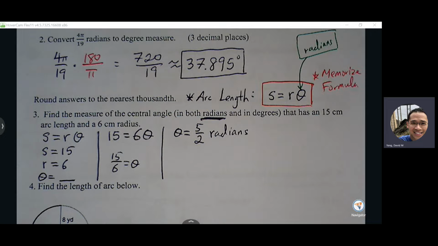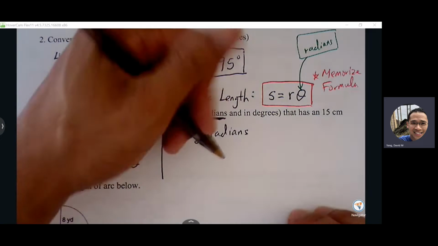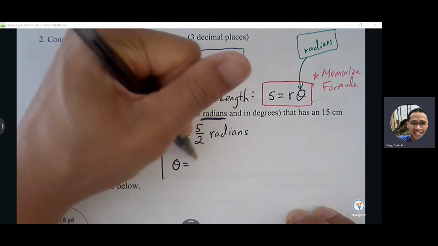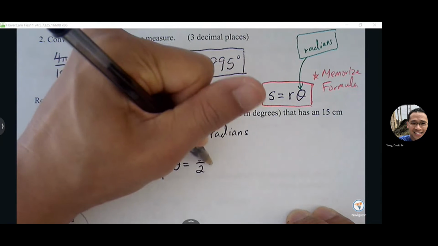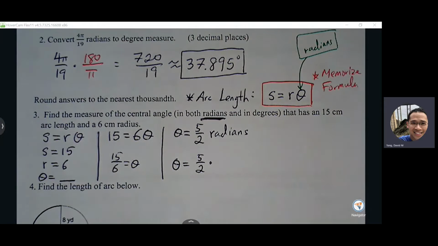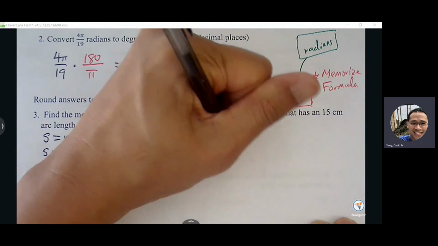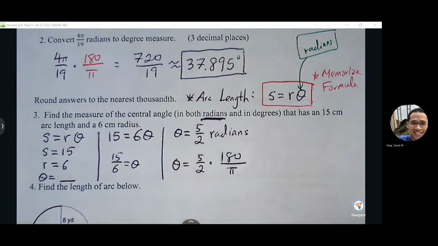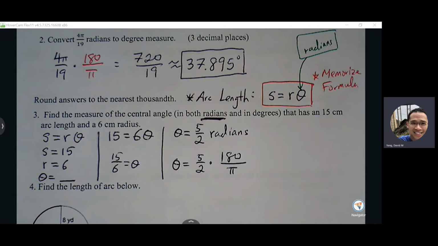But now separately, if I want to create the degree version of that theta, what can I do? Well, this is in terms of radians. I want to be in 180 over 5. So basically, the numerator of your conversion is going to tell you what you want it to be, right? So if your 180 is up top, you know that you're trying to get to degrees. If your pi is up top, that means you're trying to get to radians.